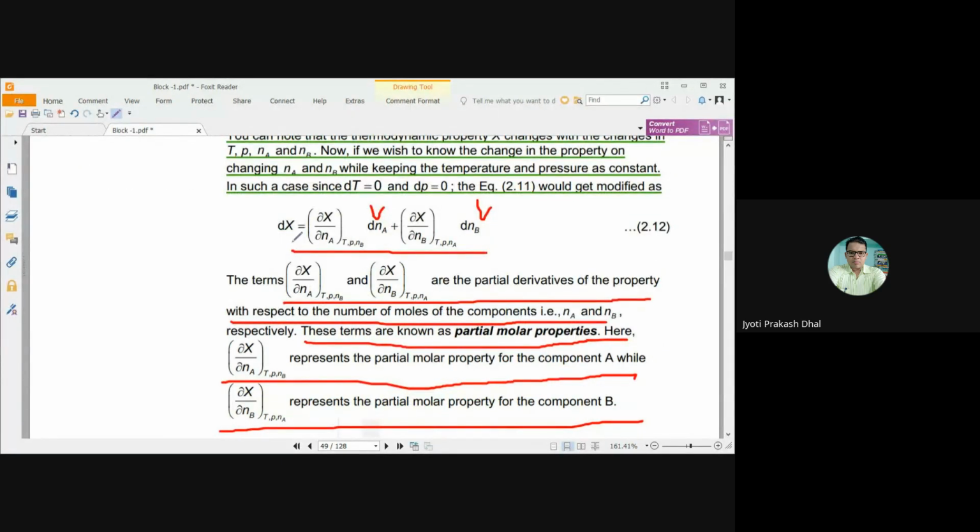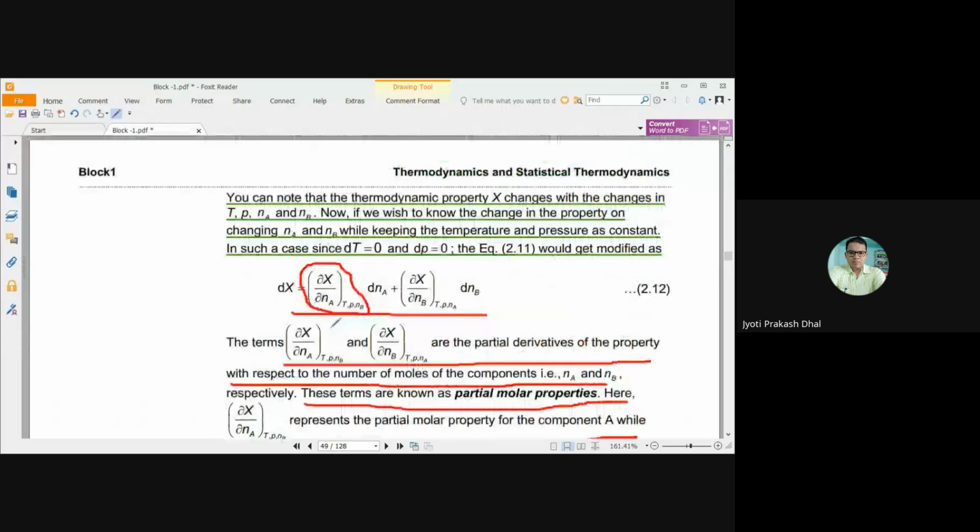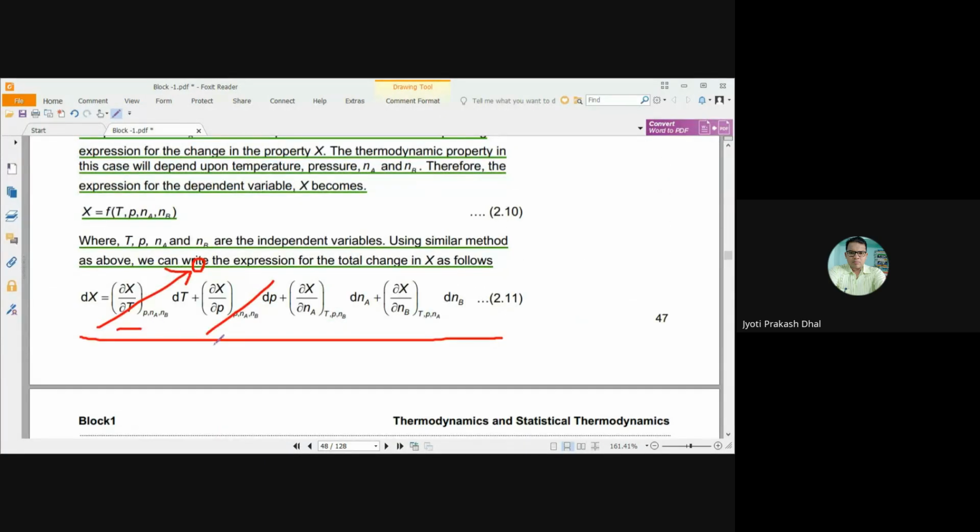So these two terms, the first term and the second term, will be cancelled out at constant temperature and pressure, because both the terms will become 0 at constant temperature and pressure.